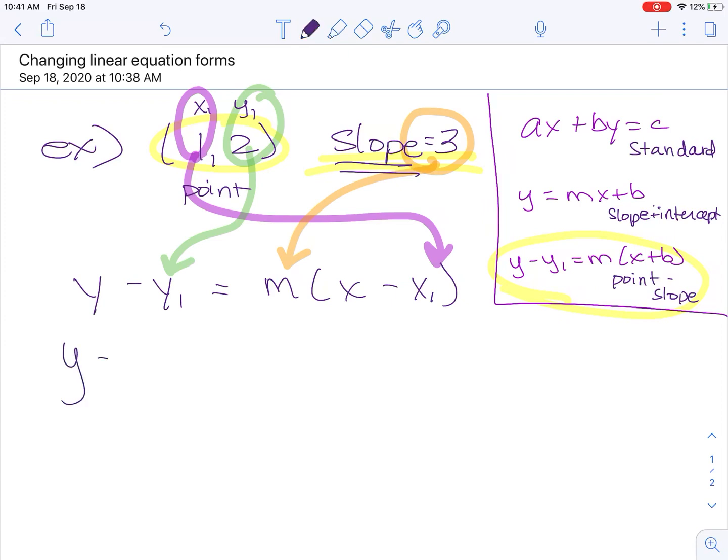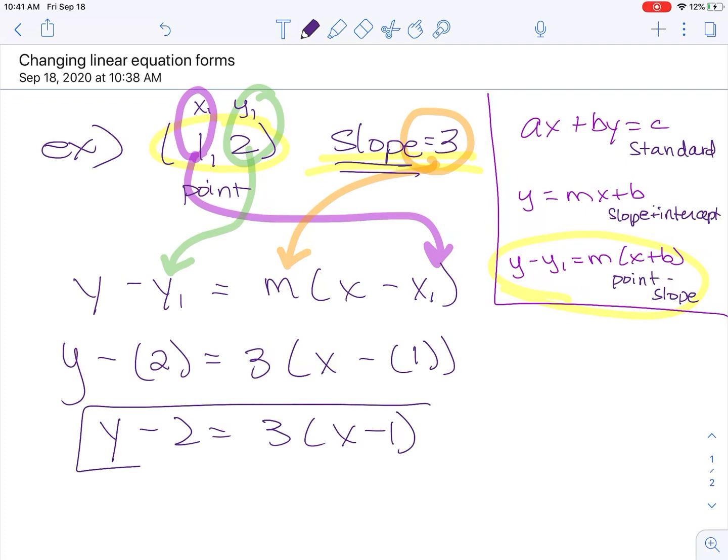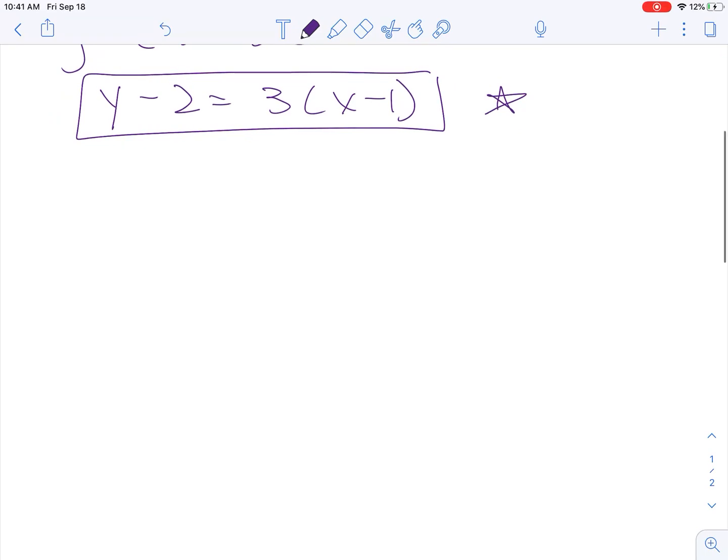So let's write it. y minus y1, which is 2, equals m, which is 3, times x minus x1, which is 1. So this really is just y minus 2 equals 3 times x minus 1. And that's definitely an equation for the line. But usually when we think of an equation of a line, I don't really think of it in that form. I usually think of it as y equals something. So what if I said, let's change this to slope-intercept form.